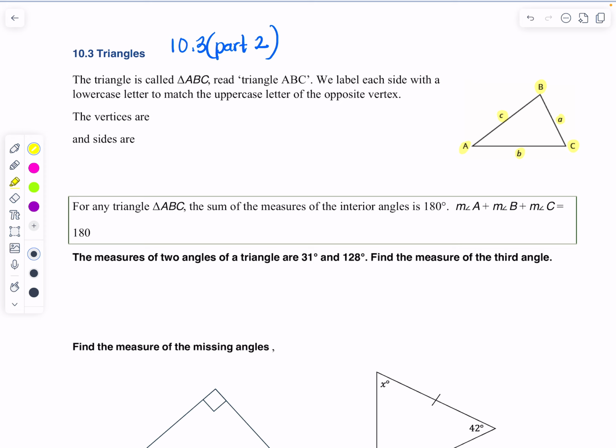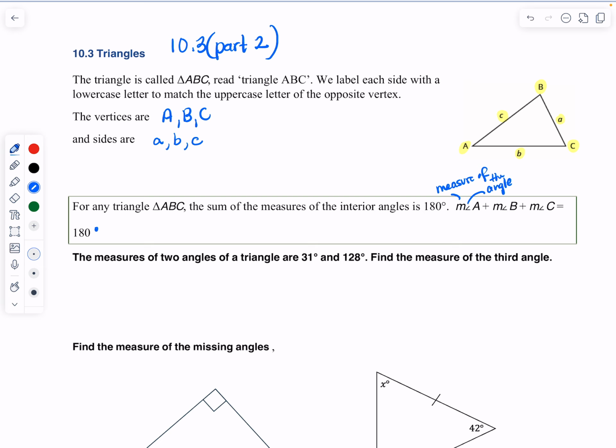So the vertices are capital letters A, B, and C, and the sides are lowercase a, lowercase b, and lowercase c. For any triangle ABC, the sum of the measures of the interior angles is 180. That is what the little m means, measure of. And then we have this little symbol, angle. So the measure of angle A plus the measure of angle B plus the measure of angle C equals 180 degrees.